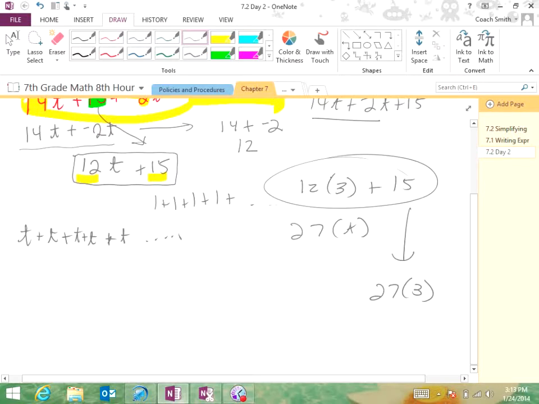Now, the other reason that I can put those two things together is because of the distributive property. Let's look at that again.